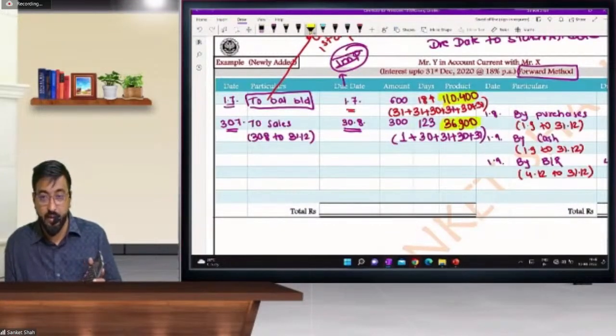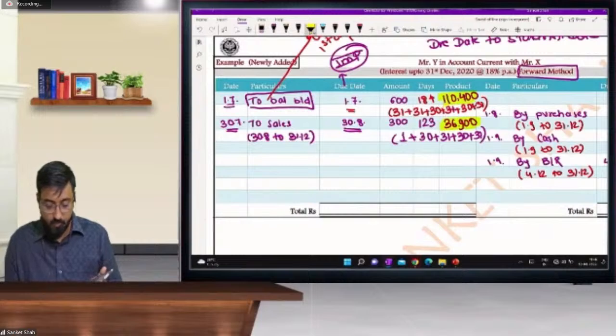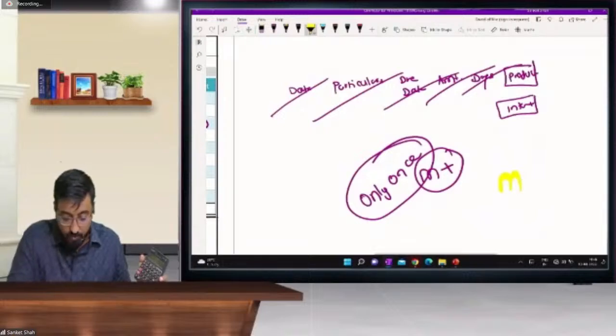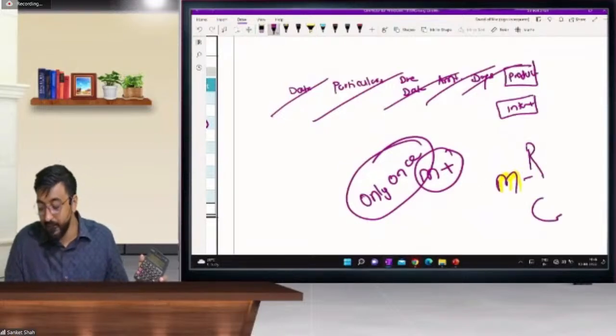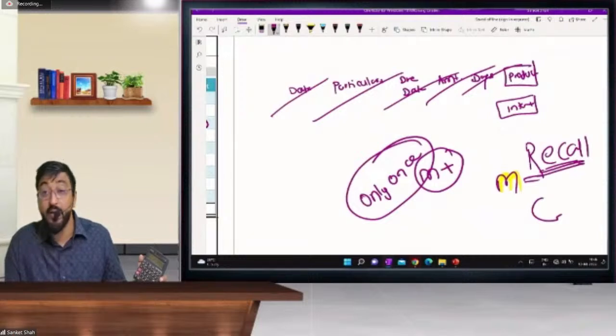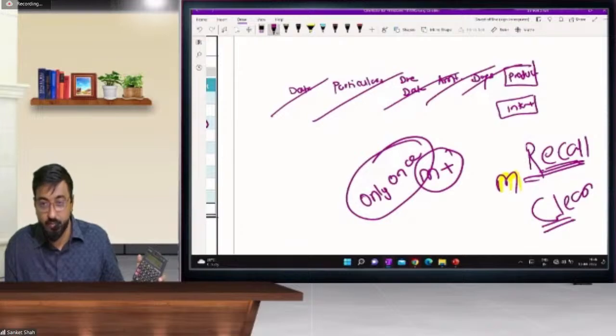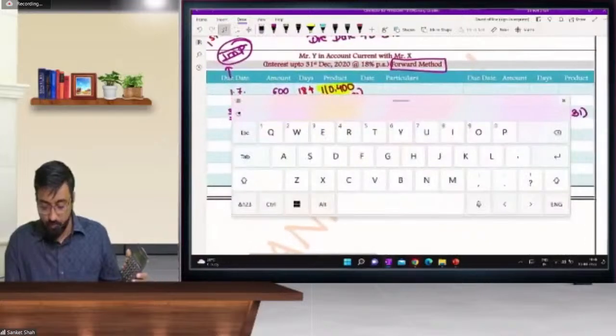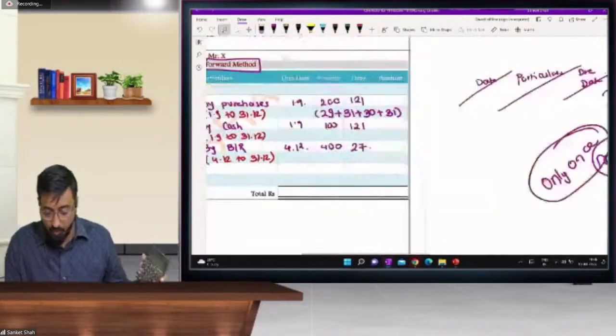1,10,400 and 36,900. Then 300 into 123 memory plus, 36,900 memory recall. I think you are getting a total. There is a button for memory recall and clear. If you press it once, you will recall it, and if you press it again, it clears. 147,300.